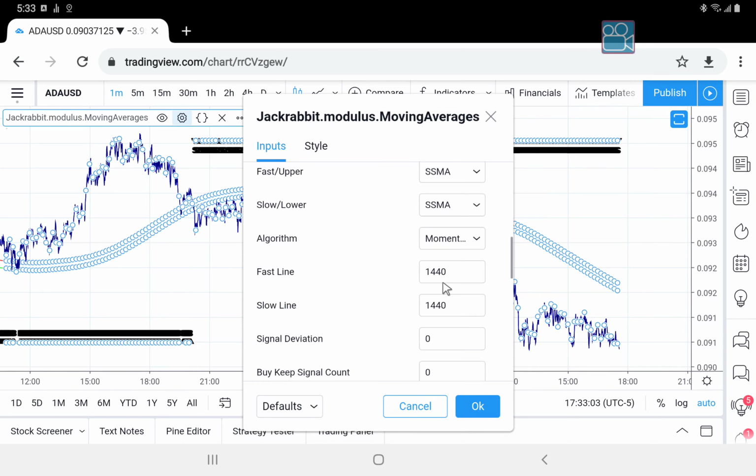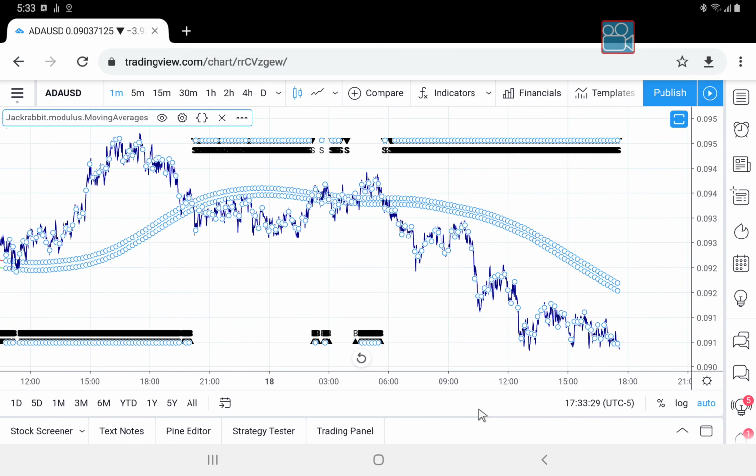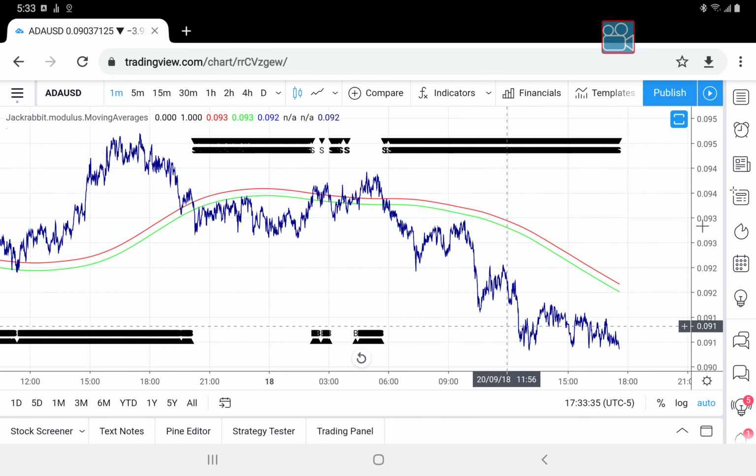Now I'm using a very unusual length. For the 1-minute candlestick, I'm using 1,440 candles. This basically means I want my momentum calculated on the last 24 hours. No signal deviation and none of the extras, and no confirmation. So, this momentum is based upon the last 24 hours of this coin.